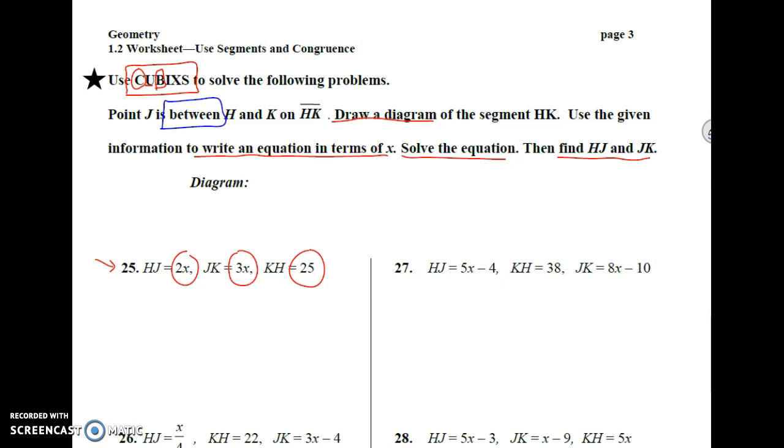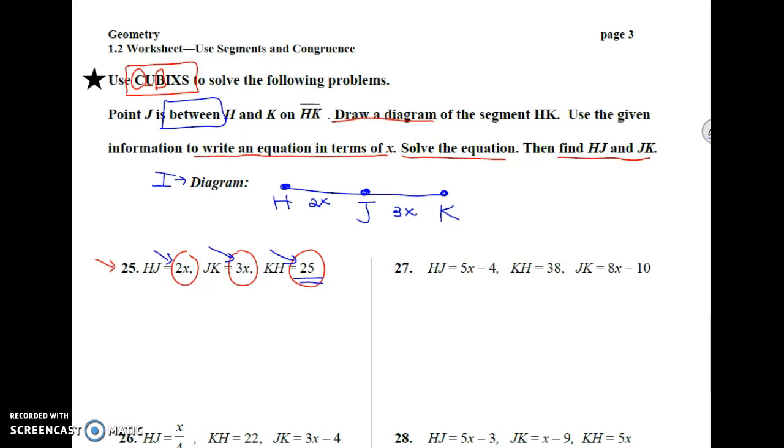And then we will draw the diagram. Here's our eye for our image. It says that we have a segment, and J is between H and K. So that's the diagram. In fact, that diagram works for all of the questions, so we've done that part. Looking at our values down here, we have these three numbers. We have 2x, which is HJ. We have JK, which is 3x, and then we have the whole thing, 25.